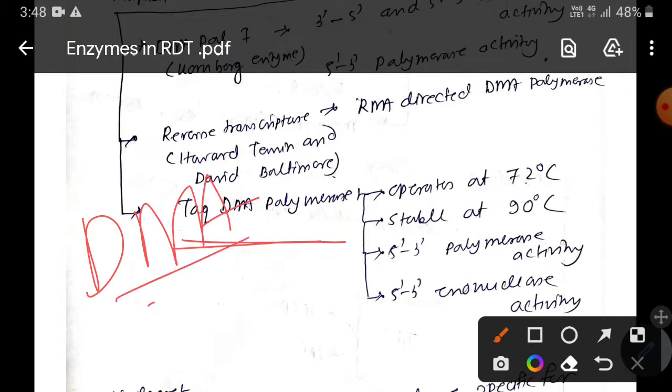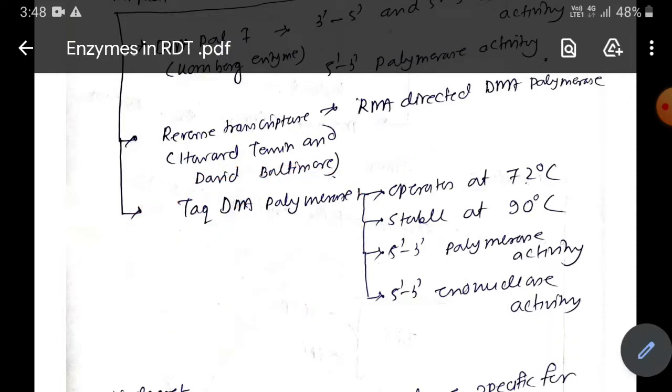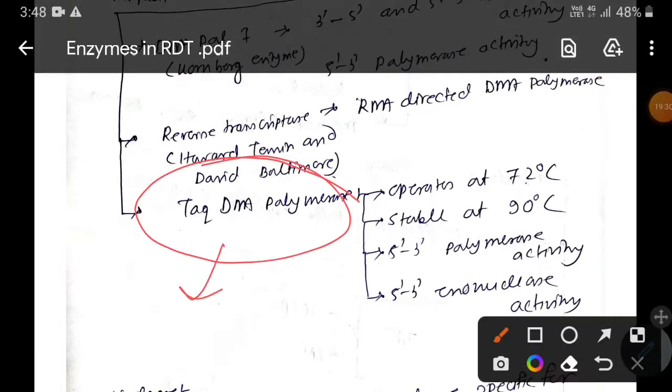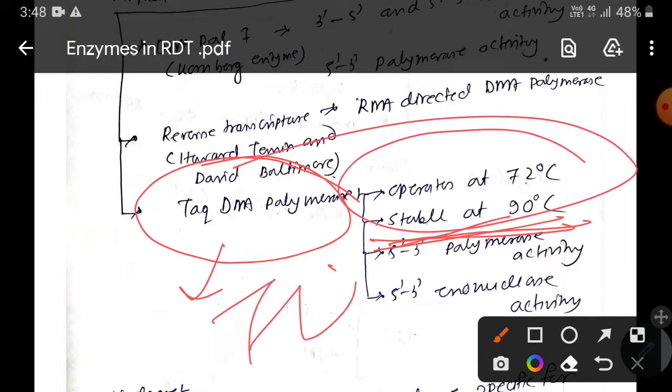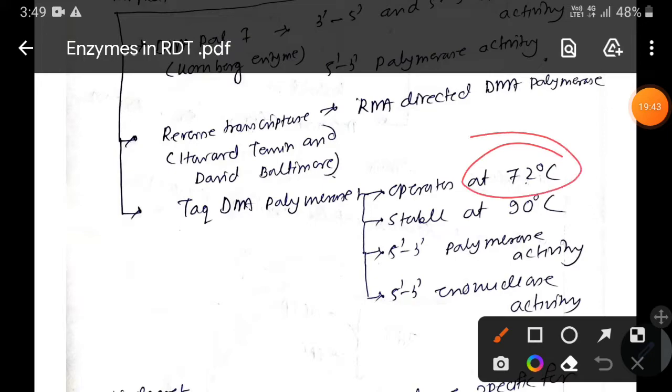But Taq DNA polymerase, which is from the Thermus aquaticus enzyme, a bacterium that lives in geothermal vents where the temperature is near about 80 to 90 degrees centigrade. At that temperature, Taq DNA polymerase is stable and operates at 72 degrees centigrade, which is its optimum temperature, right? That means Taq DNA polymerase can survive at 72 degrees centigrade and 92 degrees centigrade.